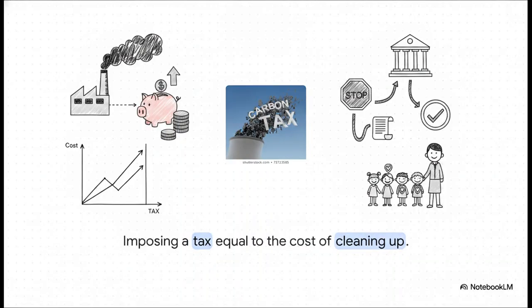Let's look at the first two. They can use a pollution tax, which means directly charging the firm the exact dollar amount it takes to clean up the mess they just made.